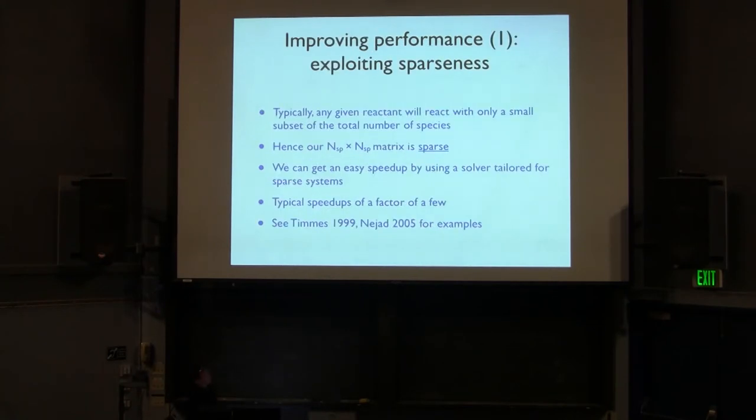So the first thing you can do is exploit the sparseness of the matrix. What that means is that most of the species won't react with all the other species in the matrix. There's only a small network. For example, if you have nitrogen there, it doesn't react with very many things. So you can use solvers which exploit the sparseness of the matrix. That's one way around that, and it gives you speed ups of a factor of a few. And there are some examples again. The full references are at the end here if you want to look them up in more detail.